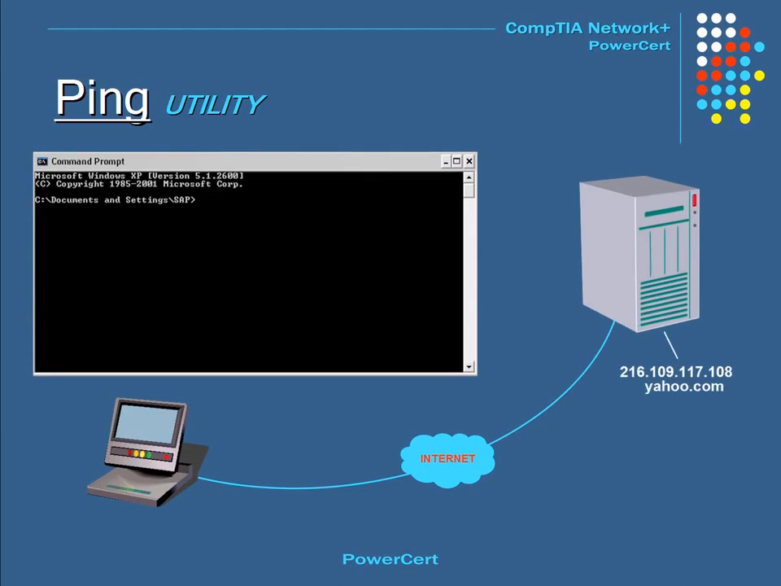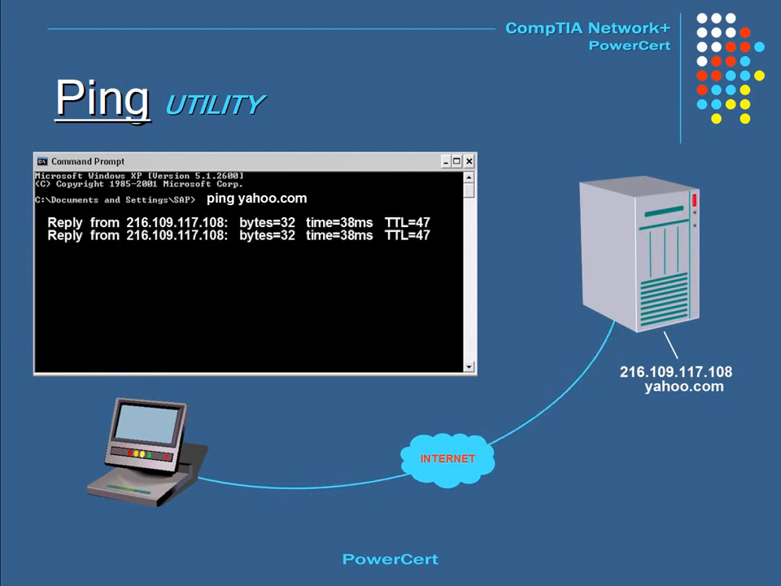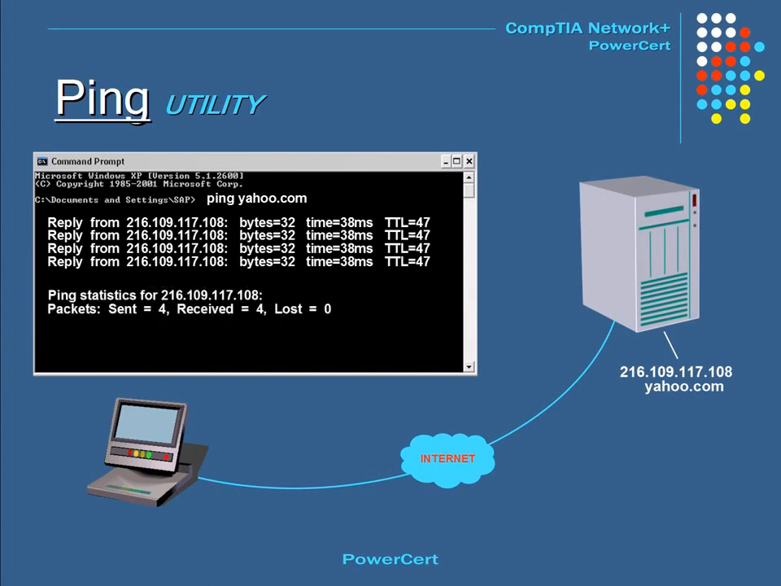The ping command can also be used to test DNS name resolution issues. For example, before we used the ping command with an IP address, but we could also use it with a domain name. For example, we could type ping space, then the domain name yahoo.com. So if by pinging the domain name we got the same successful result as typing the IP address, then this would indicate that the name resolution by DNS is working fine.